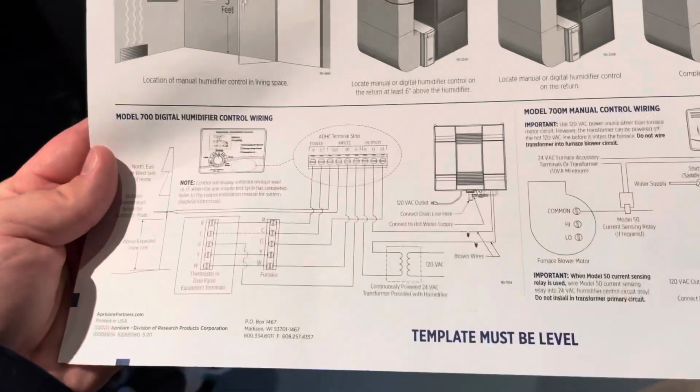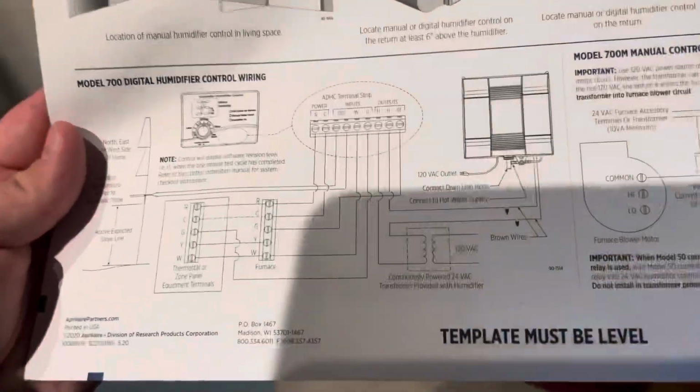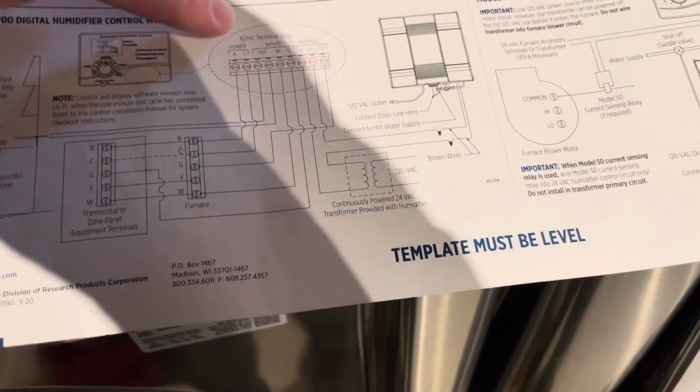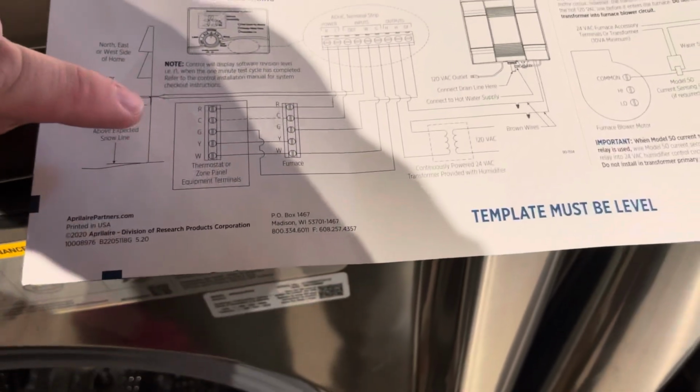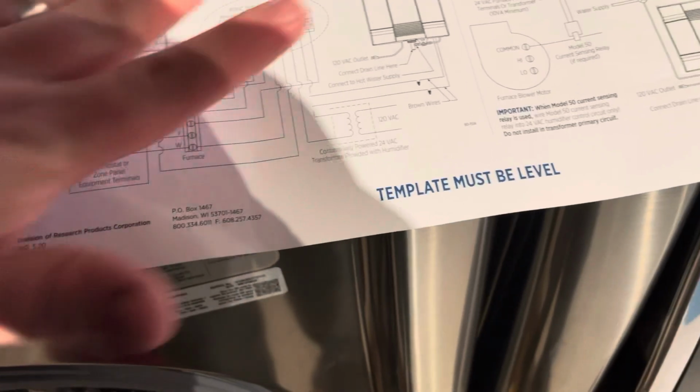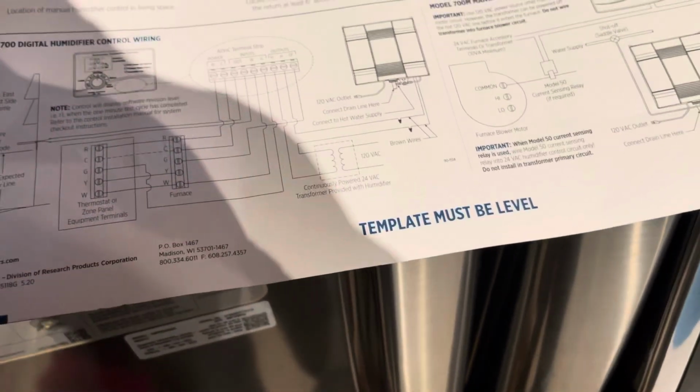When it comes to wiring up, it's pretty self-explanatory. From the gist of how you're running from the terminal strip to your furnace and how that plays in with your thermostat in your house, that's all fairly simple and straightforward.